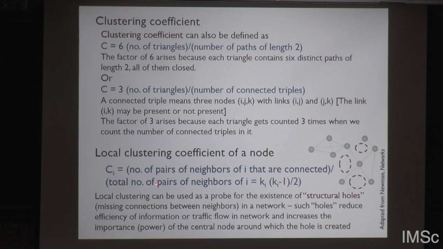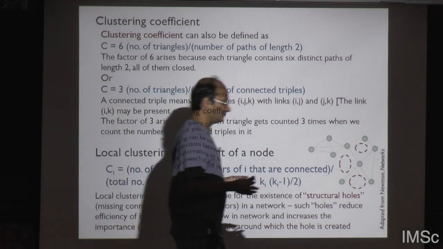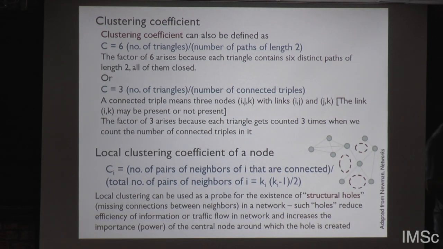But you could also define it in terms of local clustering coefficient, where you're saying that consider each node I, consider all its neighbors. Okay? Ask how many of your neighbors are also mutual neighbors. So this fraction, how many of my neighbors are actual mutual neighbors, to the total number of possible connections between my neighbors, defines a local clustering. And then you average over this local clustering to get an average clustering coefficient for the network.